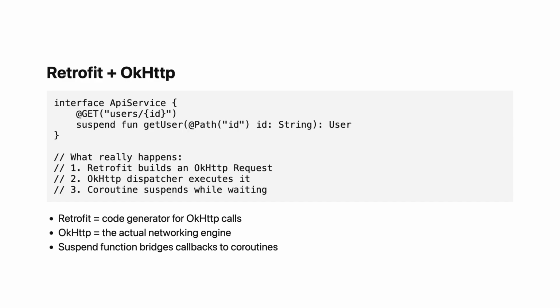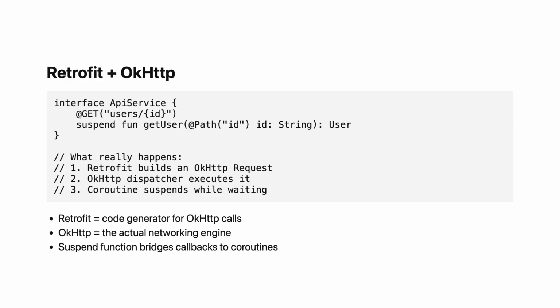It takes your annotations, the GET path, the query parameters, the headers, and builds an OkHttp request object. Then it hands that request to OkHttp's dispatcher, which manages a pool of threads for executing network calls. If you are using suspend functions, Retrofit also bridges the callback-based OkHttp world into coroutine land. But the actual networking, that is all OkHttp, and OkHttp is about to do a lot of work.